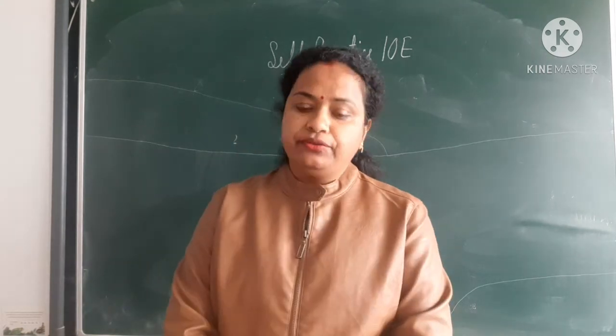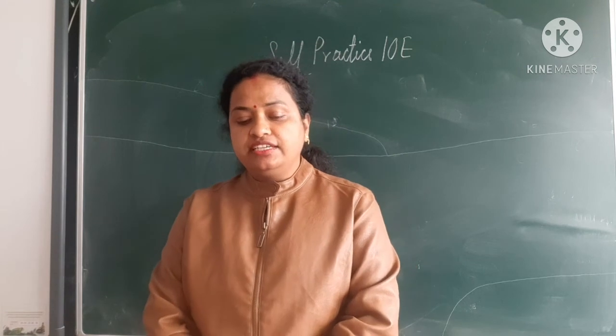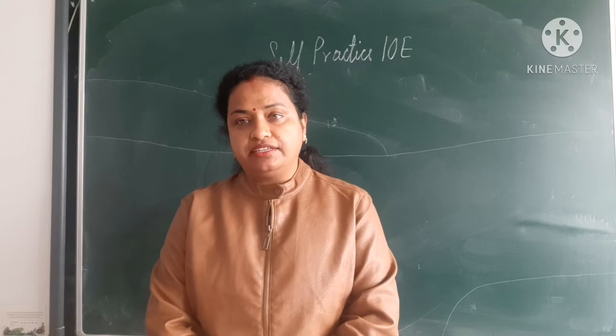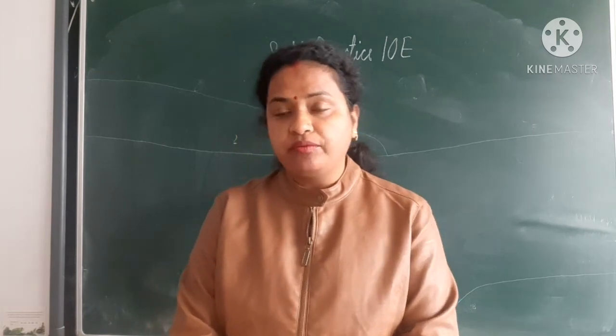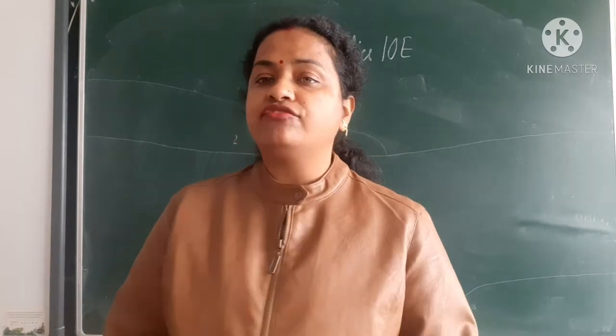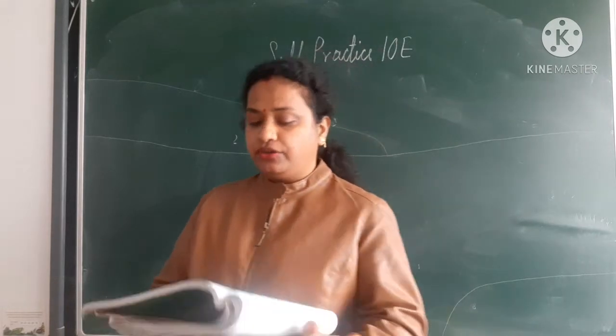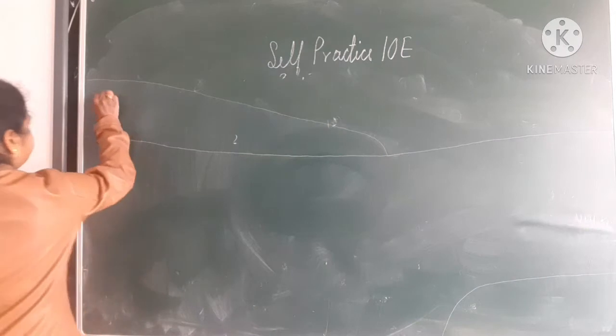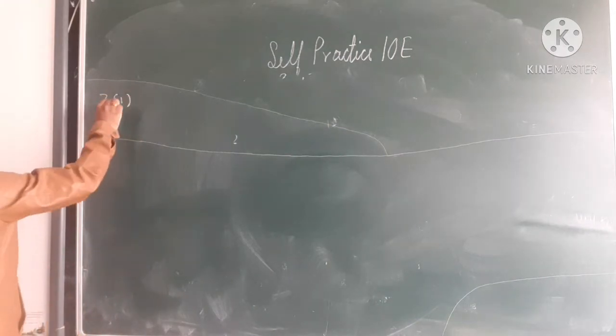So what you have to do in question number 3? Check whether each of the following numbers forms a Pythagorean triplet, yes or no. You have to check whether they are forming a Pythagorean triplet or not. So let us see. Question number 3, first part, A part.